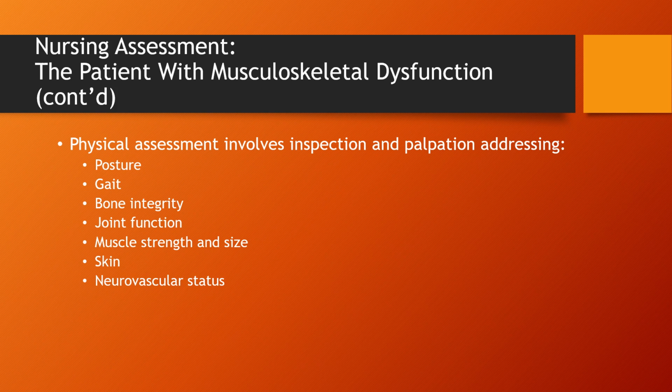How is the joint function? Is it able to do the mobility that it's intended to do for that particular joint? What's the tone of the muscle? What's the muscle strength? What's the muscle size? Are they having any atrophy or any enlargement? Any issues with that? Skin, is it intact? Is there a breakdown? And then the neurovascular status, which is basically what we addressed in the previous slide.